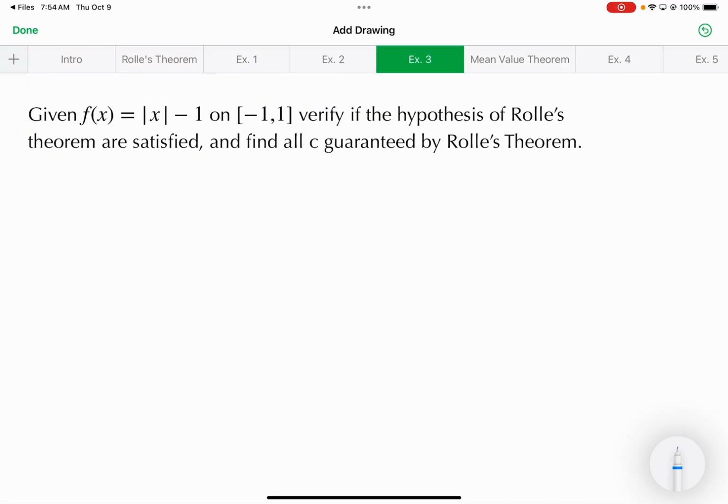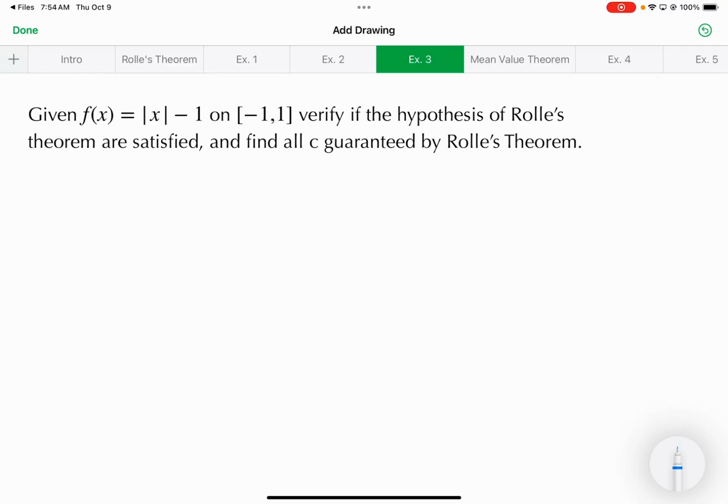Let's talk about this one real quick. f of x equals the absolute value of x minus 1 on the interval from negative 1 to 1. So in your mind, think about what the graph of the absolute value of x minus 1 looks like. Is it continuous on negative 1 to 1? It sure is. Is it differentiable? No. Why not? Because there's a sharp turn.